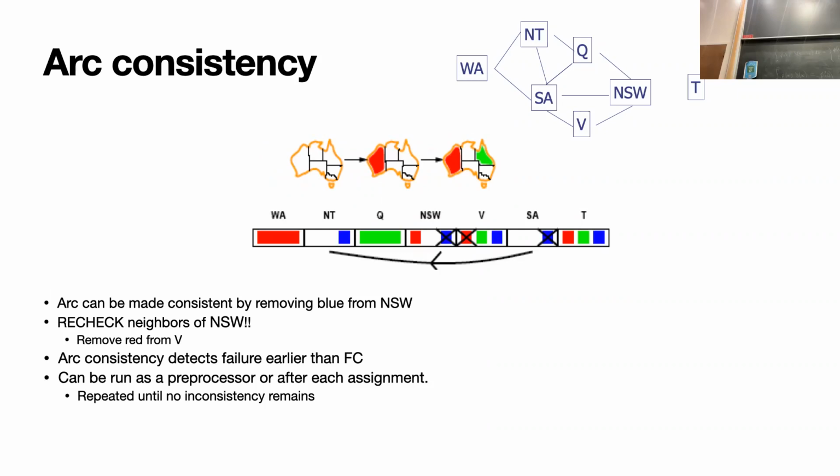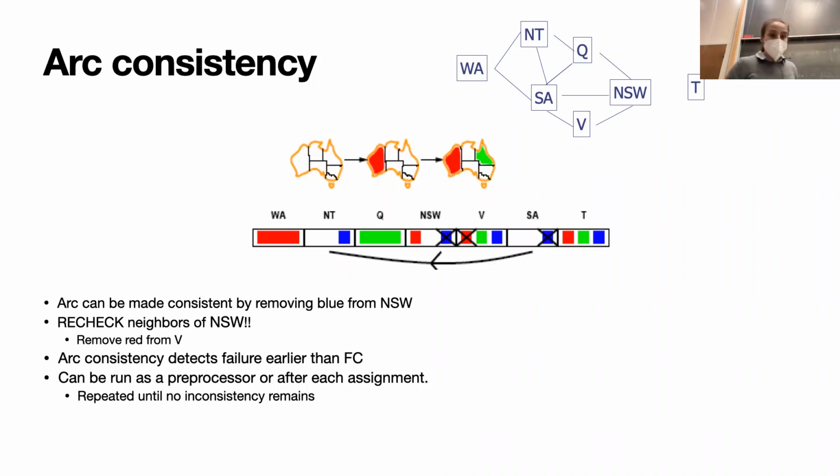checking alone. It can be run as either a preprocessor or after each assignment. Essentially, you repeat it until no inconsistency remains. Why is that really powerful? Because that means we don't have to do all this sort of back checking. We're basically always preempting a failure. So it becomes a really, really powerful algorithm.